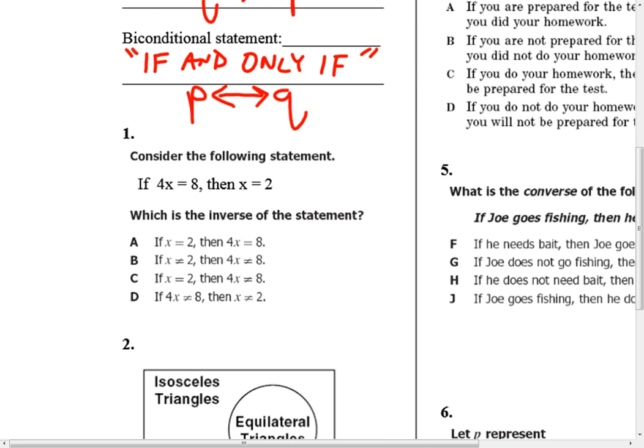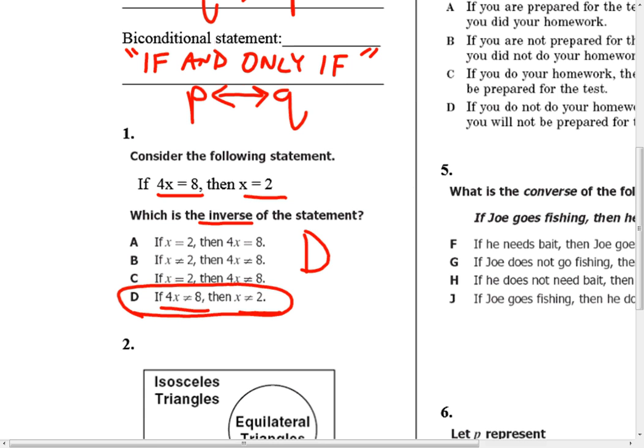If I am looking at an inverse, that means that nothing's moving, but I'm creating opposite situations for both the hypothesis and conclusion. 4x equals 8. I want the opposites. 4x does not equal 8. X equals 2. I want an opposite or a negation. X is not equal to 2.